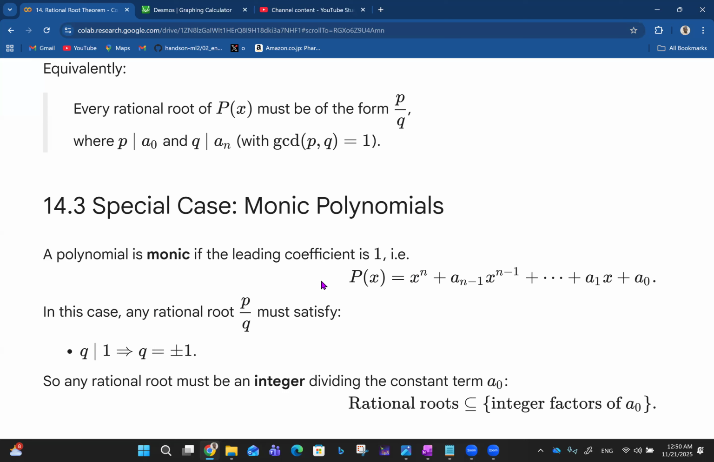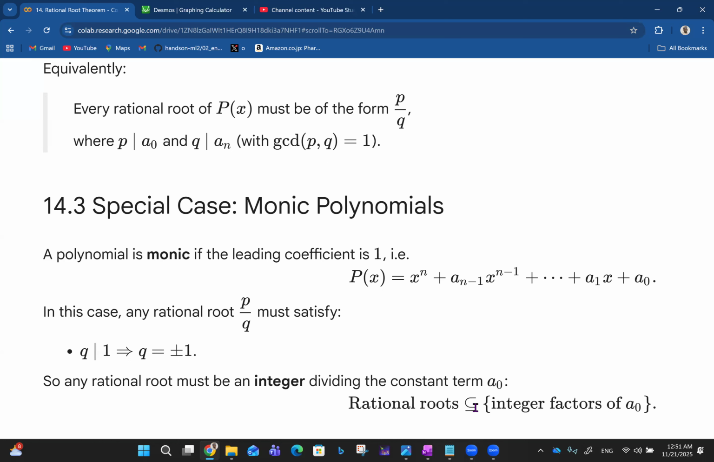Because normally what we should be having is P over Q, so P over 1. So Q must divide 1, so Q is either plus or minus 1. So any rational root must be an integer dividing the constant term a naught. That has to be something dividing the constant term a naught.